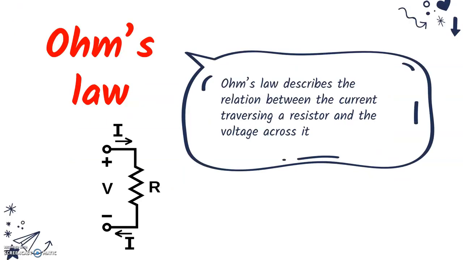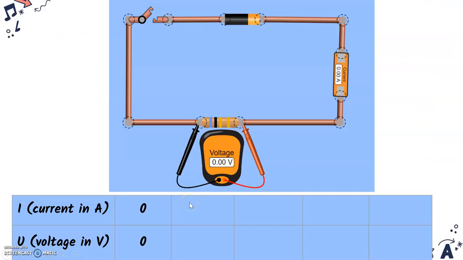Ohm's law describes a relation between the current traversing a resistor and the voltage across it. So I have three elements in Ohm's law: the voltage across a resistor, the current passing through a resistor, and the resistance of a resistor. To explain Ohm's law, I will do a very small experiment.